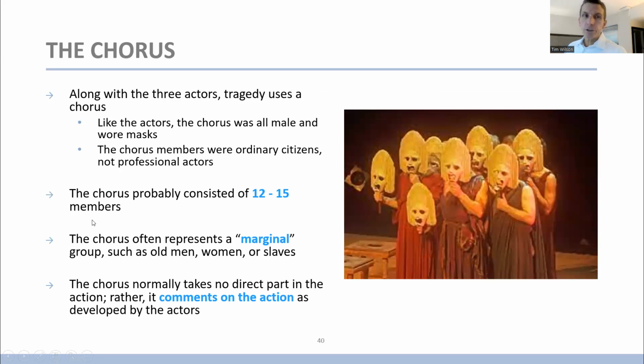Along with the three actors, the tragedy uses a chorus, and they wore masks as well. They were not professional actors, unlike the main characters. They were ordinary citizens, and there were probably 12 to 15. The chorus often represents a marginal group, old men, women, slaves, and it doesn't take part in the action, but comments on the action.